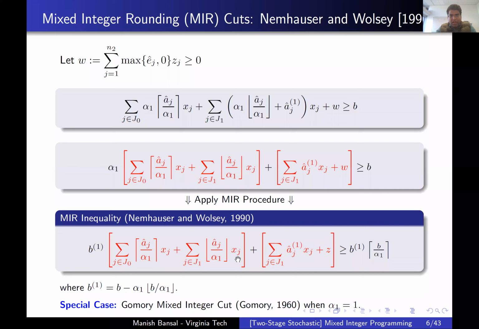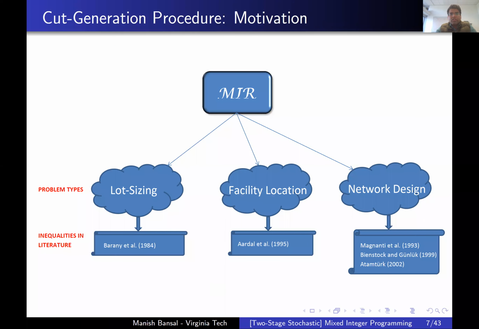And prior to that, if here you set alpha1 equal to 1, then what you will get is the Gomory mixed integer cut, which is like the very beginning of the cutting plane procedure. Okay, so what's the significance? So the significance is the mixed integer rounding inequality up here.